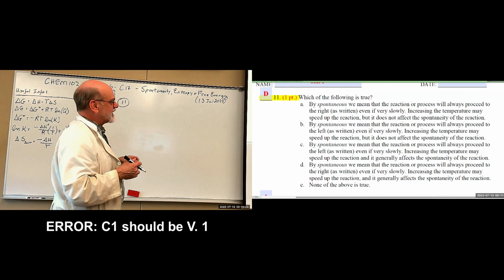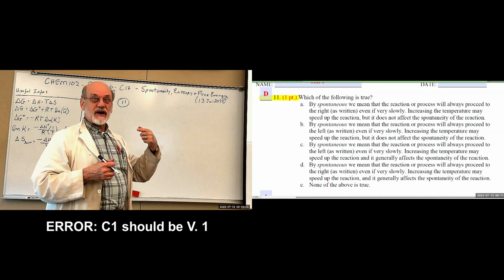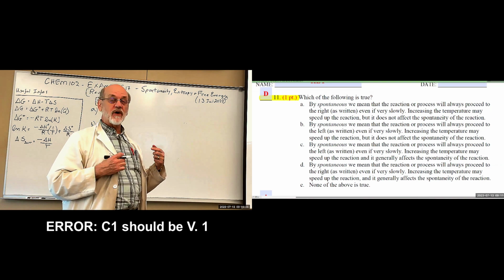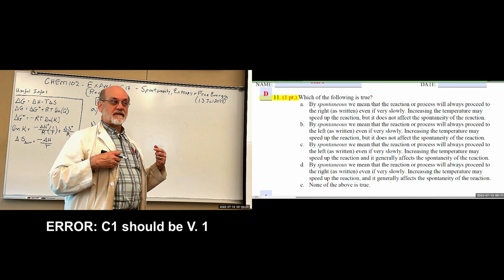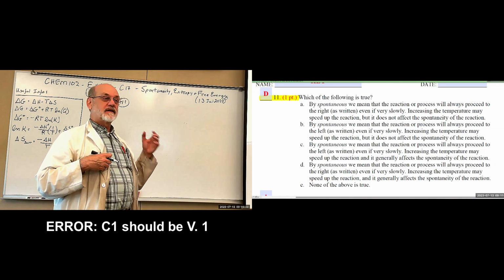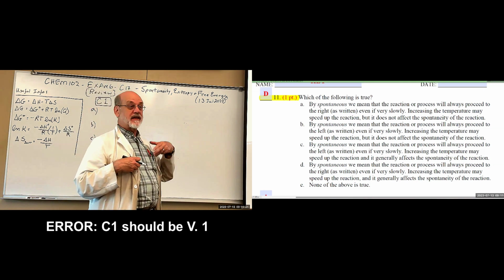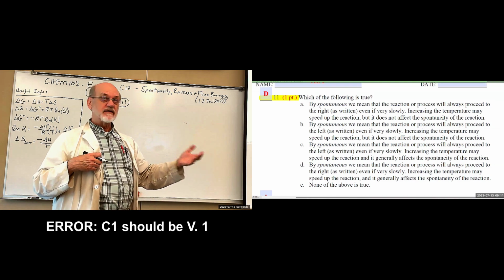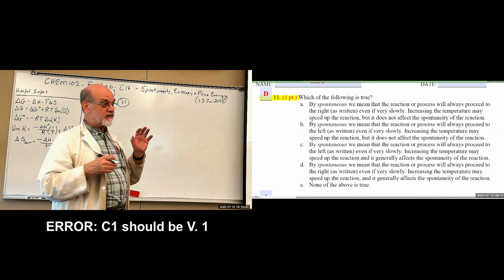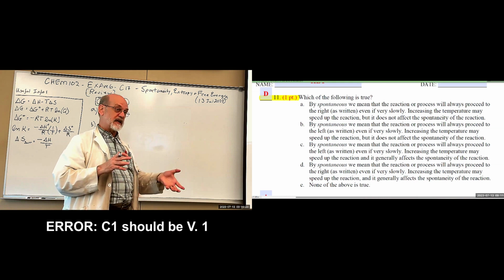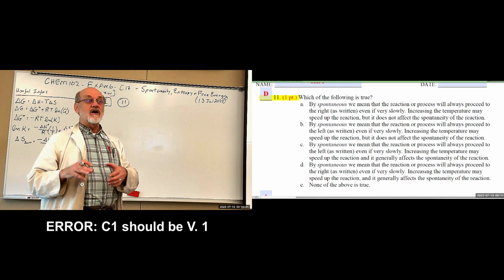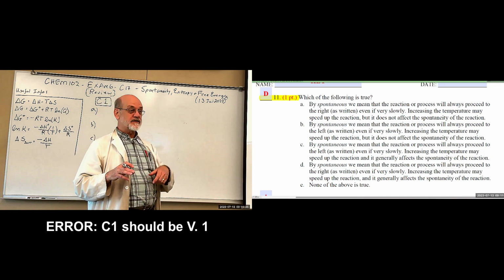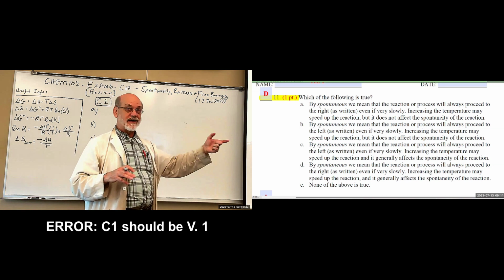How about A? By spontaneous, we mean that the reaction or process will always proceed to the right as written. As we write it, left to right means we're saying that's spontaneous. So that part is true, even if very slowly, because we're talking about thermodynamics here. We're not talking about kinetics. It may take a long time for it to happen, but eventually it's spontaneous left to right.